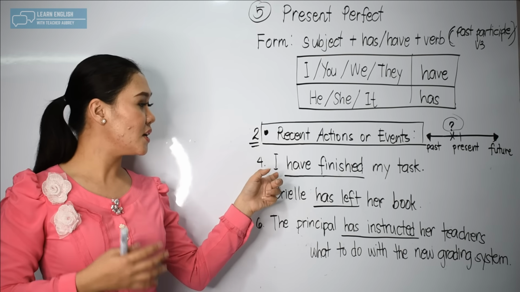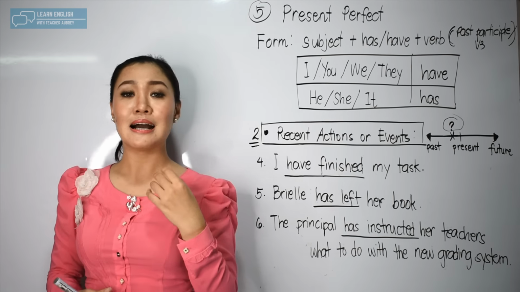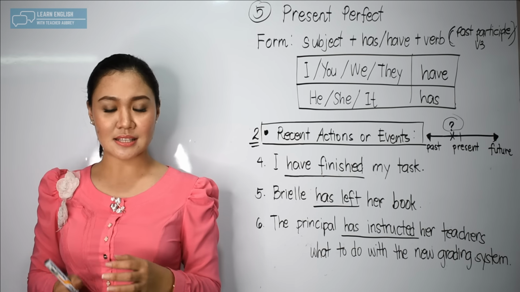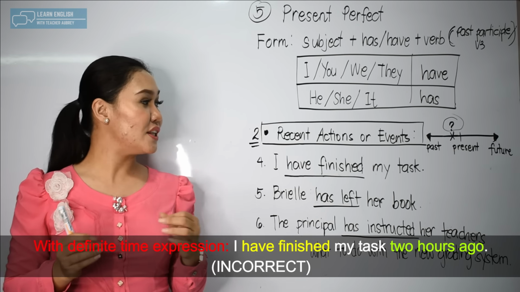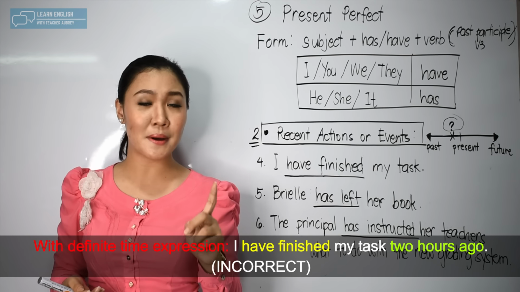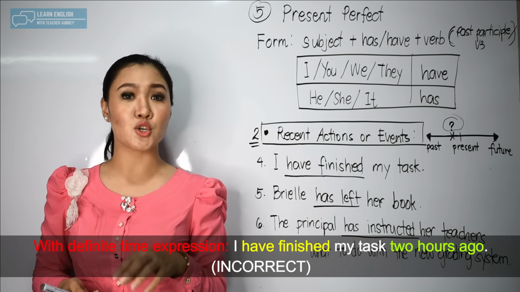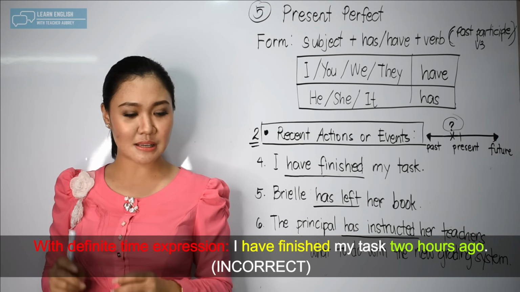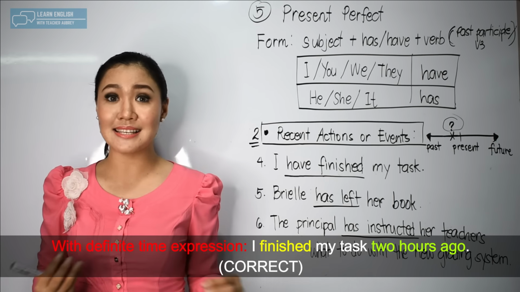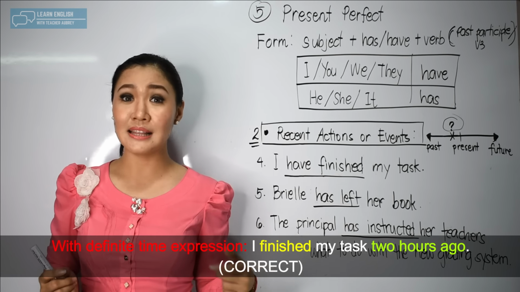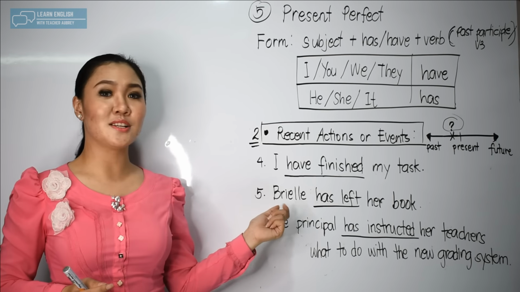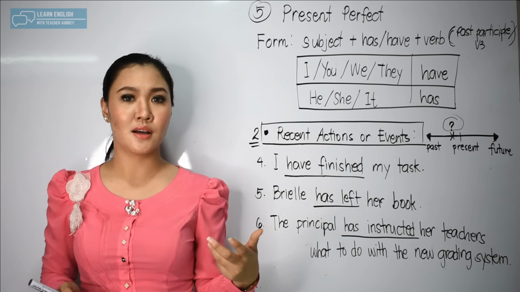Let's say, for example, here in number 4, I have finished my task. Kapag nagbanggit na tayo ng siguradong time expression kung kailan natapos yung task, let's say, I have finished my task 2 hours ago. Maling gamitin ang present perfect. Kapag nagbanggit na ng specific time expression, simple past na. Magiging tama siya kung sasabihin natin, I finished my task 2 hours ago. Dahil nagbanggit na tayo ng tiyak na time expression na 2 hours ago. Okay? Dito naman sa number 5, Brielle has left her book.